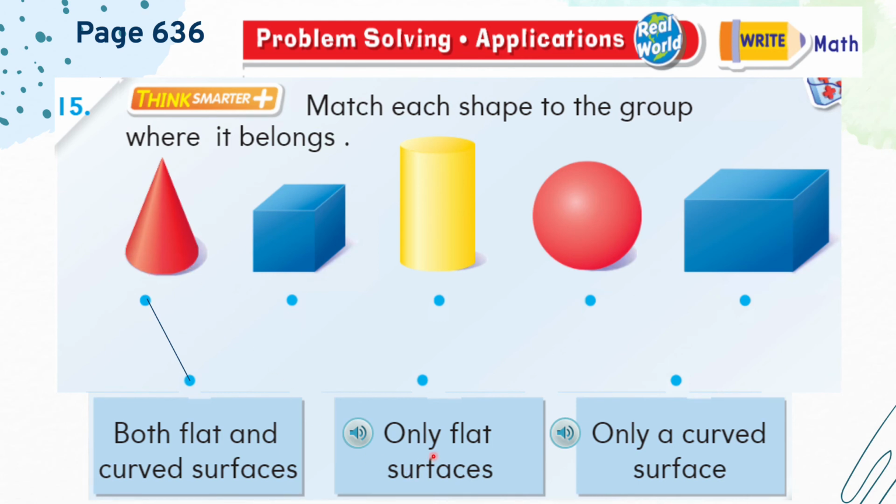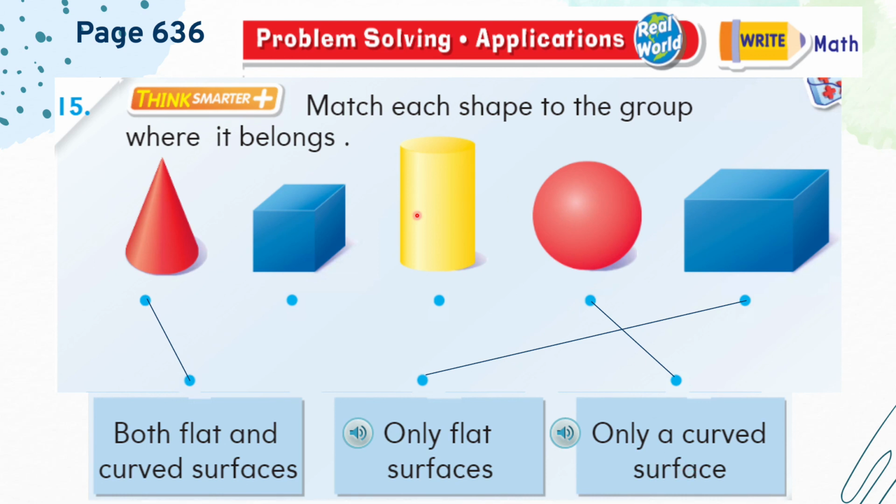Now let's spot a three-dimensional shape which has only flat surface. Which one could it be? It's the rectangular prism. You see, it has only flat surfaces and no curved surface. Now let's spot a three-dimensional shape which has only curved surface. Is it this one? Is it this? Or is it a sphere? So I'm going to go with the sphere, because a sphere has only a curved surface.